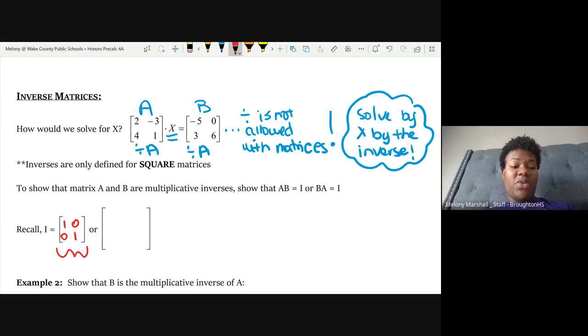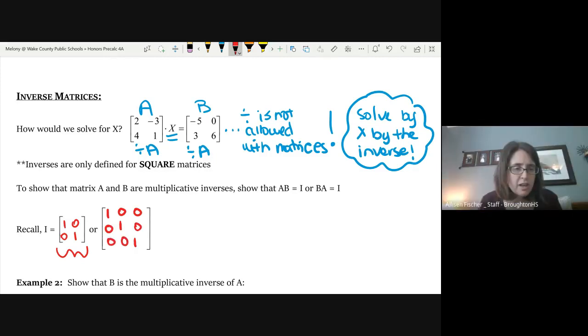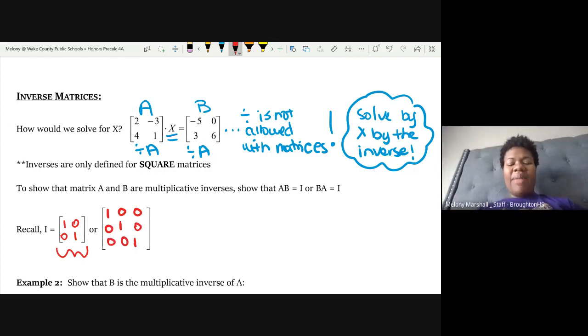So this is what it looks like with a square matrix. That's a 2 by 2. And 1, 1, 1 for a square matrix, that is a 3 by 3. And literally all the other spots are 0s. Now, what's that called again? This is the I matrix. This is the identity matrix.